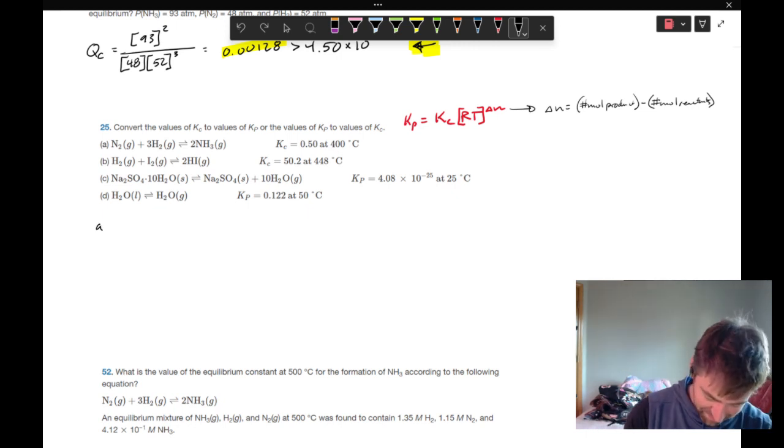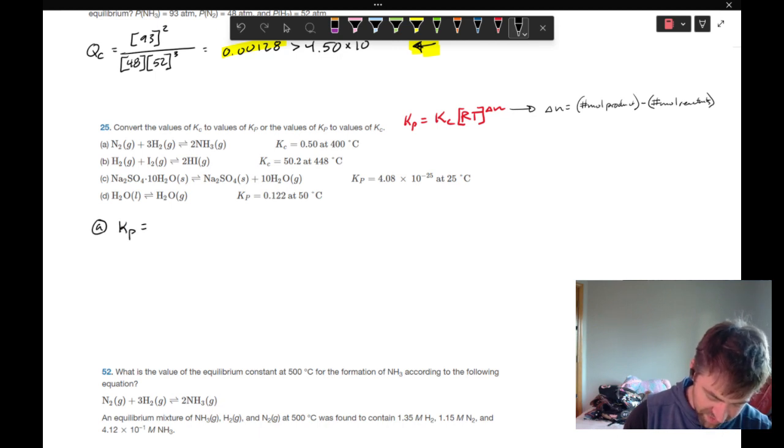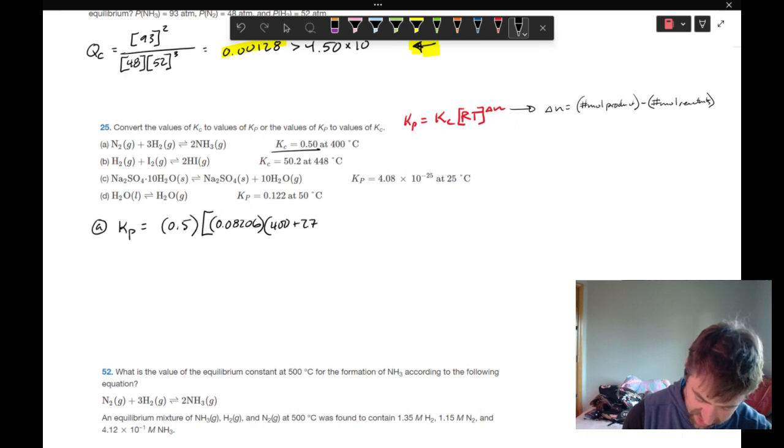What does that look like? KP equals, we're given a KC of 0.5 at 400 Celsius. The value for R is 0.08206 times, we're given 400 Celsius plus 273 gets us to Kelvin.